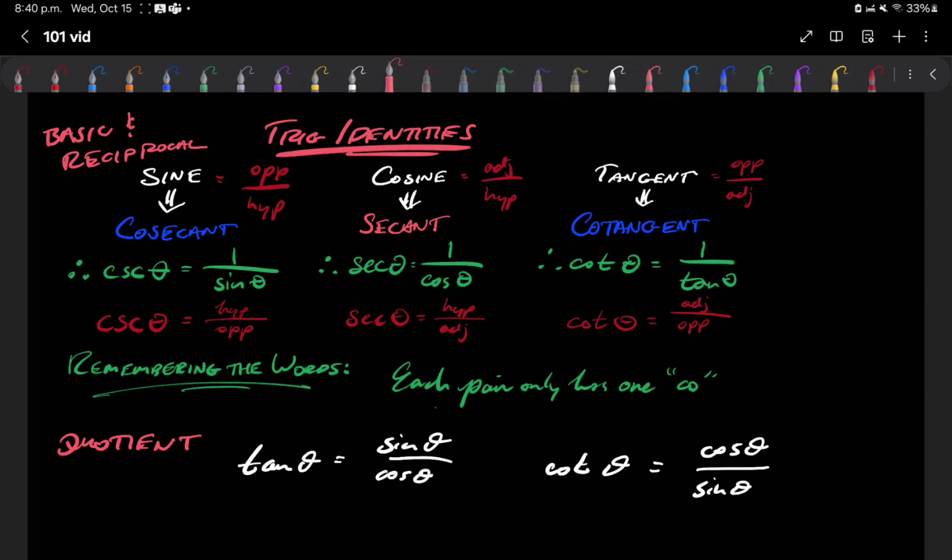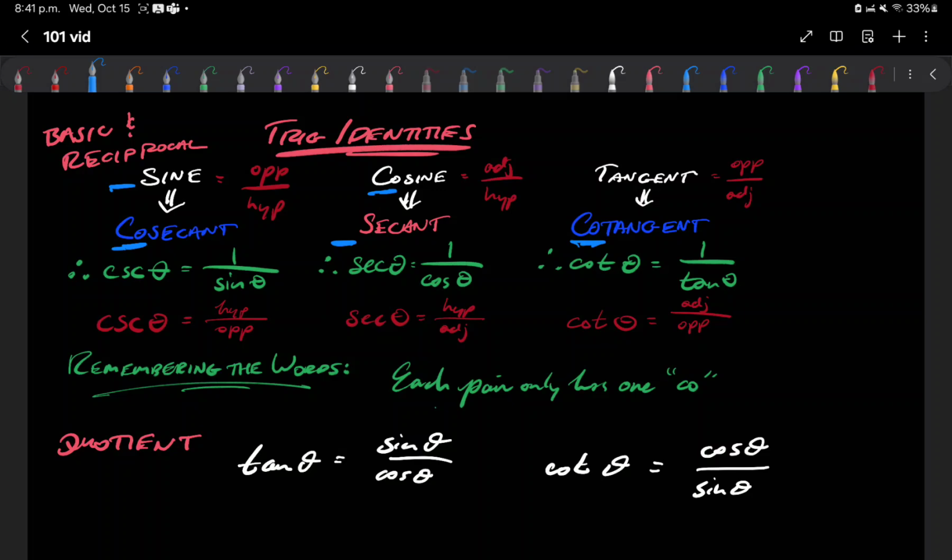Hopefully you already know this one, but one trick you can follow is that each pair only has one co in it. Notice how there's no co in sine, but there's a co in cosecant. Then there is a co in cosine, but none in secant, and tangent doesn't have one, but cotangent has one. So if you don't know this yet, that's one way to remember it.